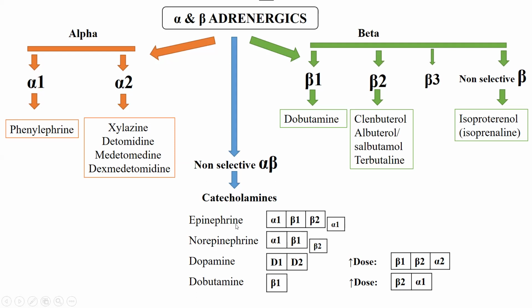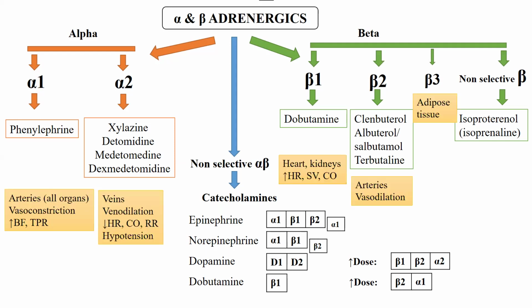So you should know the names. You should know which drug acts on which receptor. That is very important, and that is the first thing you should know as a clinician. The second thing you should know is what are the functions, where are these receptors found, and what will they do if these receptors are stimulated by any drug.